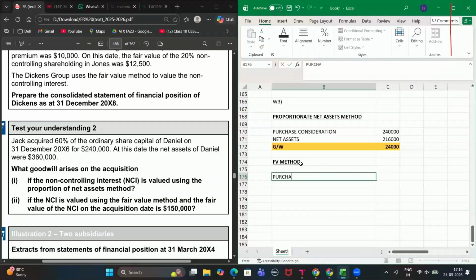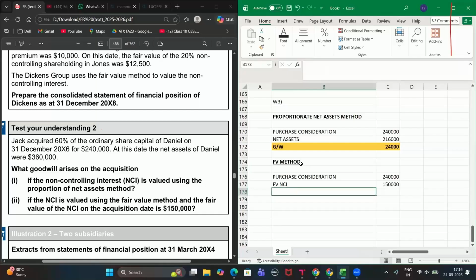First, we have purchase consideration. What is the purchase consideration here? Same as before, that is 240,000. What is the difference between the proportionate net assets method and the fair value method? We will include NCI. What is the fair value of NCI here? It is 150,000.